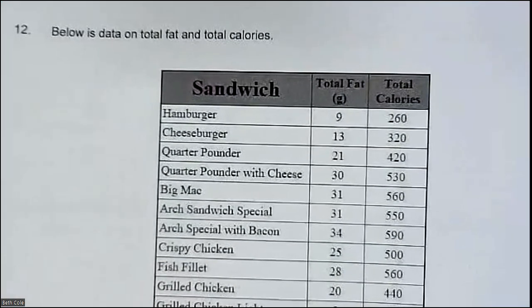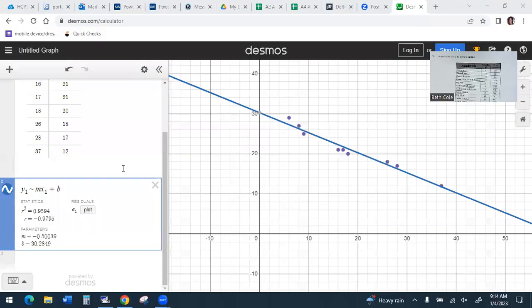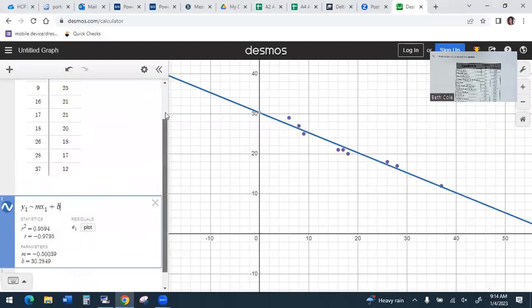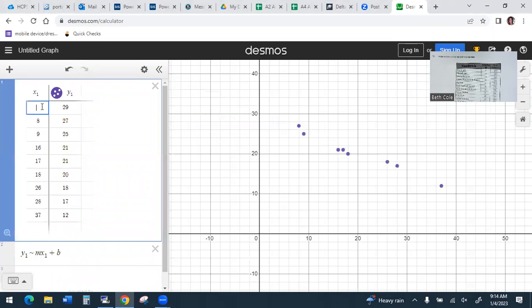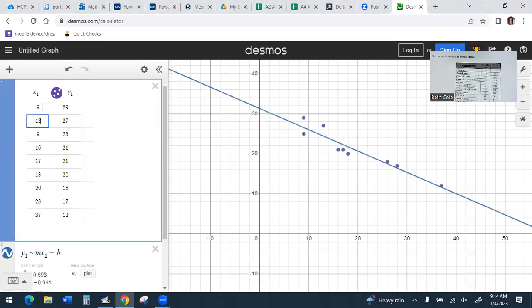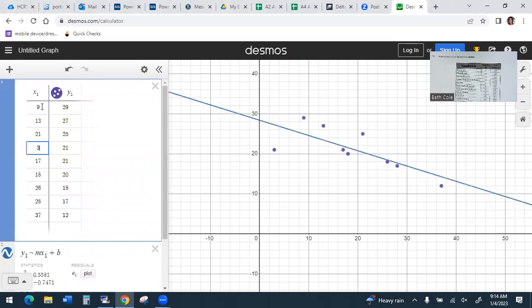Go back to your calculator, and go ahead and type in the new data. You can type right over what was there. Now this one's actually in a table form, which is a little bit nicer.